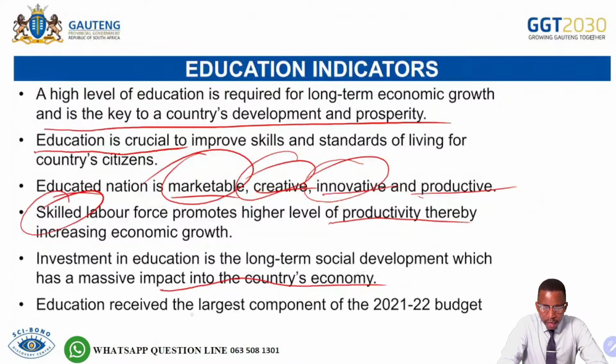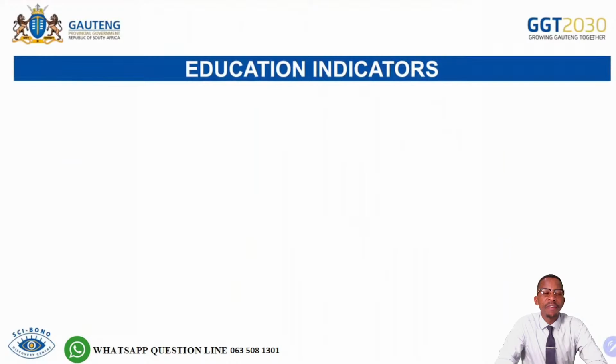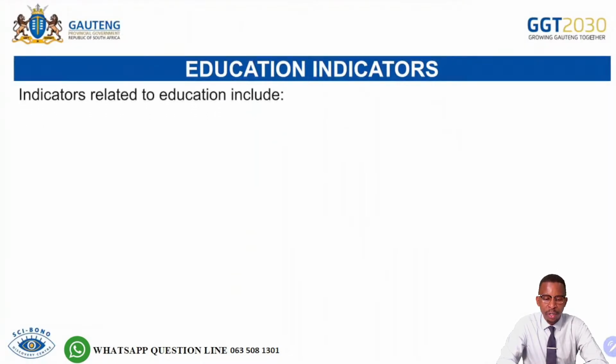Education received the largest portion or component of the 2021-22 main budget. Even this current year, education has received the larger amount because the government believes that there must be more investment in education for people to be marketable, for the country to be productive, and also to be competitive internationally. People must be skilled. People must be trained enough so that they will be able to take the country onto the global map with productivity and also by being creative or innovative.